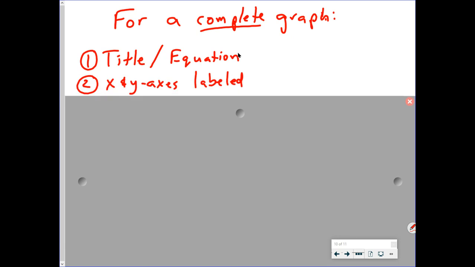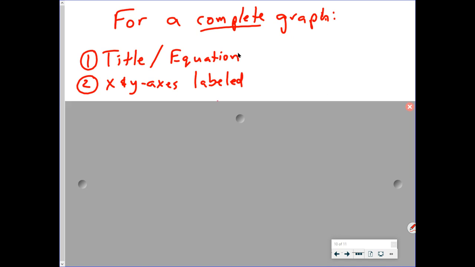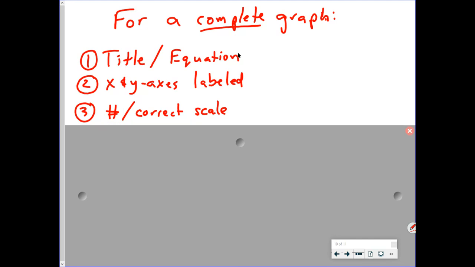Number 2, write this down, and preferably if you can write it in red pen, that'd be even better, or highlight this. The x and y axes need to be labeled. It's pretty straightforward. Number 3, correct scale. You have to have numbers on it. You can never just say, well, it's just 1. Now, a lot of the graphs that I've given you don't always have a scale because it's open for you to enter it in, okay?